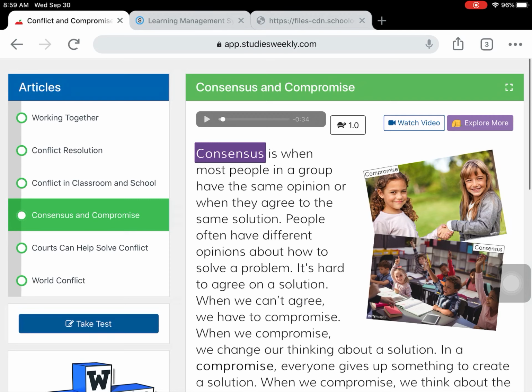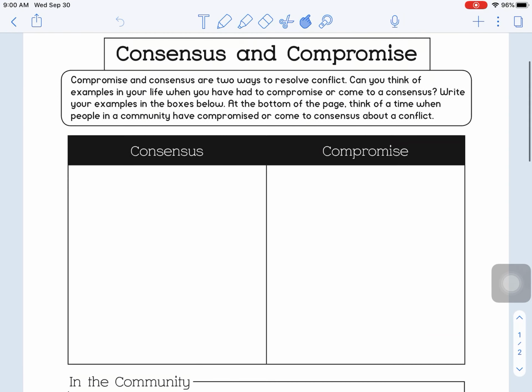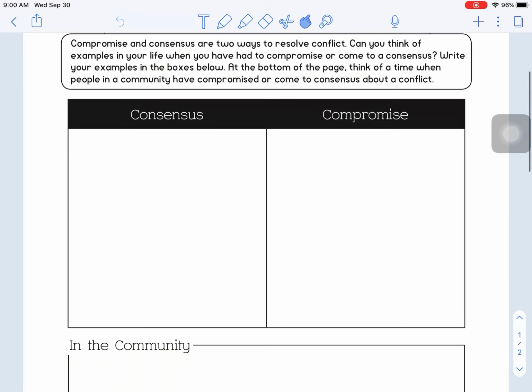All right, after you watch this video, you are going to be completing a consensus and compromise work page. So I'm going to show you a little bit of what that looks like here in my Notability. So this is your work page here. It's called Consensus and Compromise. I will read the directions for you. Compromise and consensus are two ways to resolve conflict. Can you think of examples in your life when you've had to compromise or come to a consensus? Write your example in the boxes below. At the bottom of the page, think of a time when people in a community have compromised or come to a consensus about conflict.